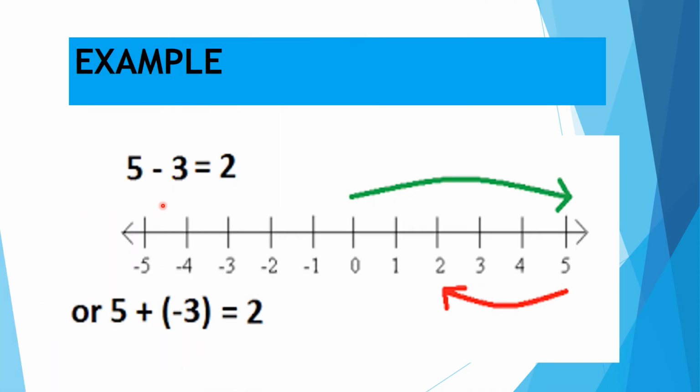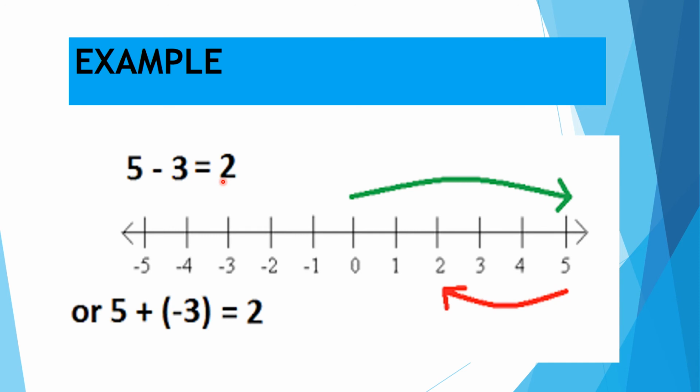Now see this example. 5 minus 3. This is on a number line. Now you move 5 steps from here and you are moving to minus 3. That means you are moving 3 steps at the back. 1, 2, 3. So where do we reach? 2. So 5 minus 3 is 2.